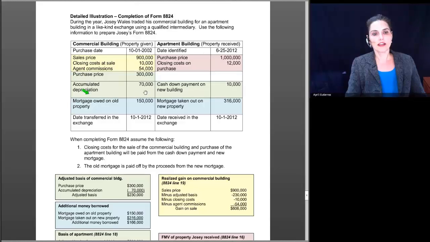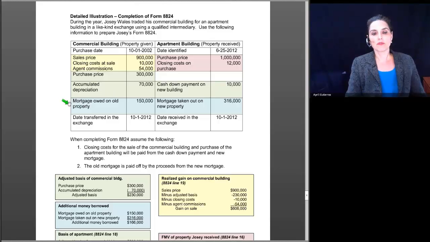Then in green, I have all three of these things highlighted because they kind of all tie together. We have the purchase price of the old property, accumulated depreciation on the old property, and a cash down payment made on the new property. So this is basis in the old, this is a reduction to basis in the old, and this is cash being brought to the table on the new, all of which will affect basis.